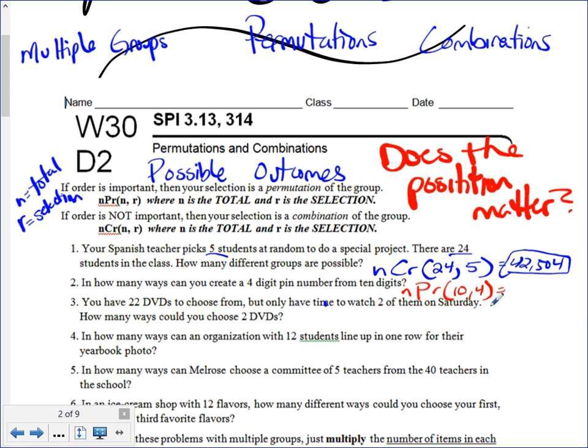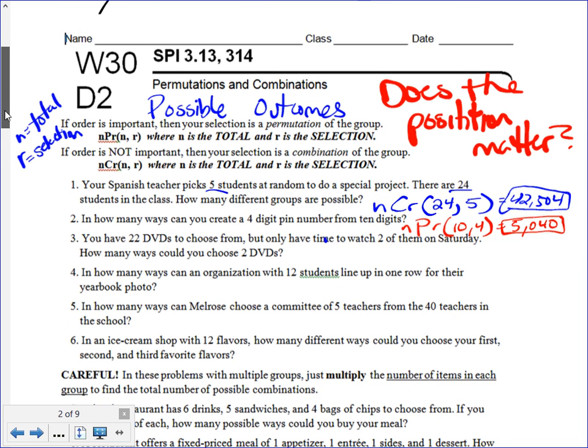Type it in. That's a P. $5,040. Questions? So far, so good. Let's do a couple more.